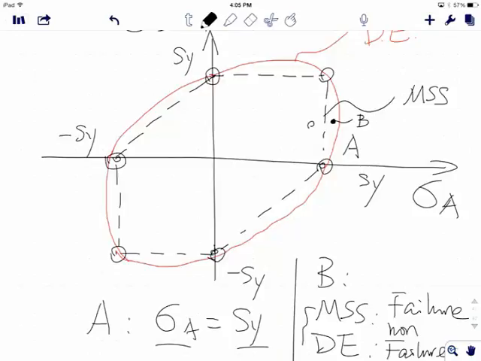Yeah, I guess it depends on what risk you want to take. If you want to make it really safe, right? Yeah, sure, you can say that. Yes, if you want to make it extra safe, then use maximum shear stress.